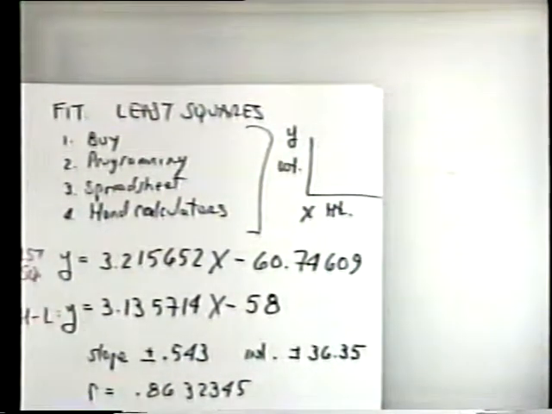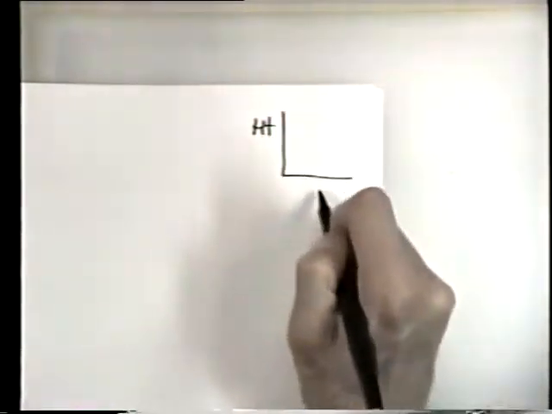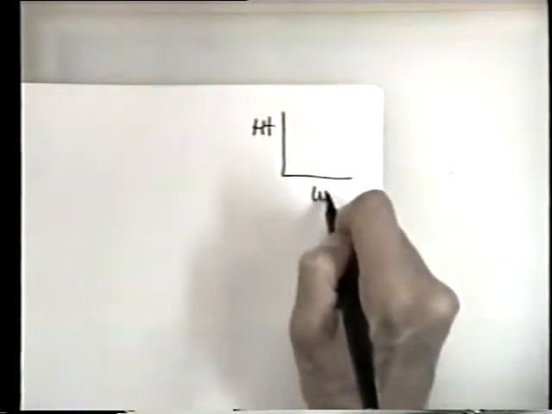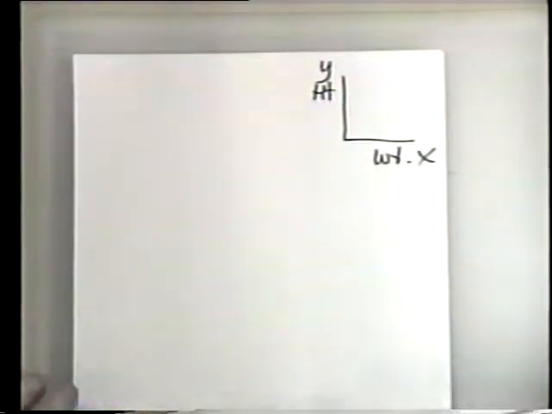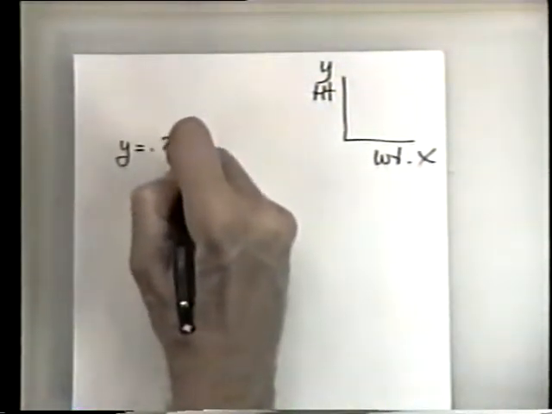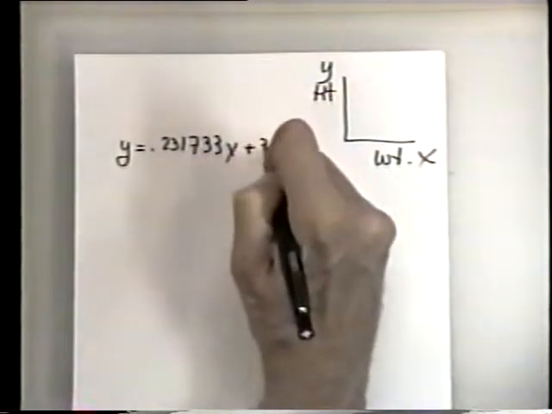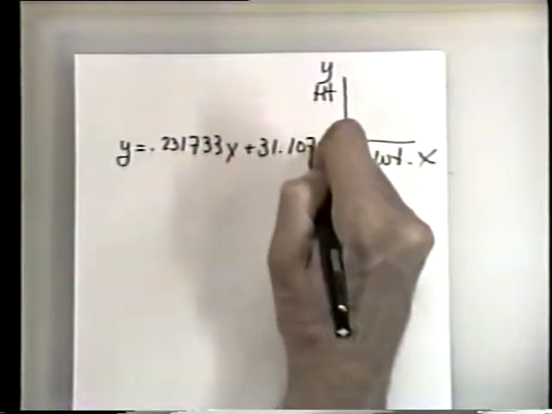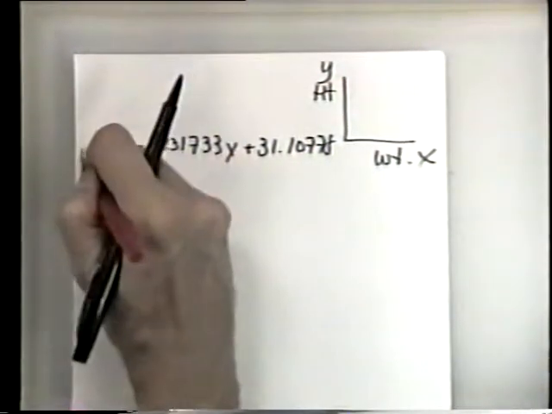Now, the second part of this problem was to fit this the reverse way, where we plot height versus weight. So this is now y, and this is x, and this is the other regression. And in this case, I got y equals 0.231733x plus 31.10778. And that was for the least squares fit.